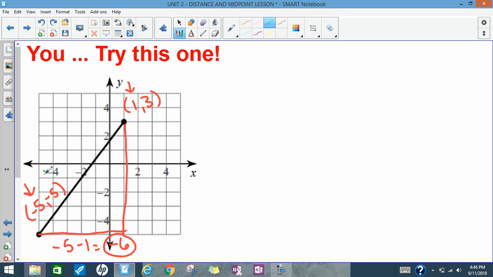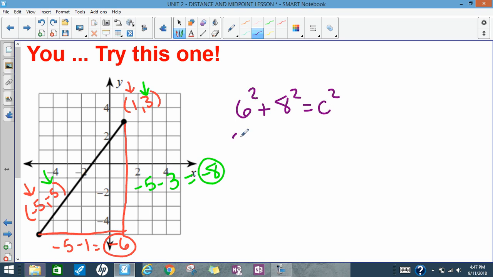And I'll do -5 minus 3, and I'll get -8. We can call it +8. So I'm just subtracting the x's, subtracting the y's, and now I'm going to plug that into the Pythagorean theorem. I'm just going to plug in +6 and +8. I get 36 plus 64, which is 100.